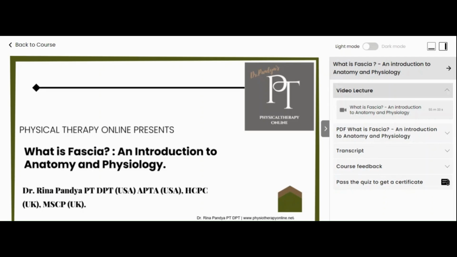The reason I chose this topic is because as an MSK physio, or as a neurophysio, or as a long-term care physio, community physio, or no matter what setup you work in, our goal with our patients is the same. We want the movement, the strength, and the function.